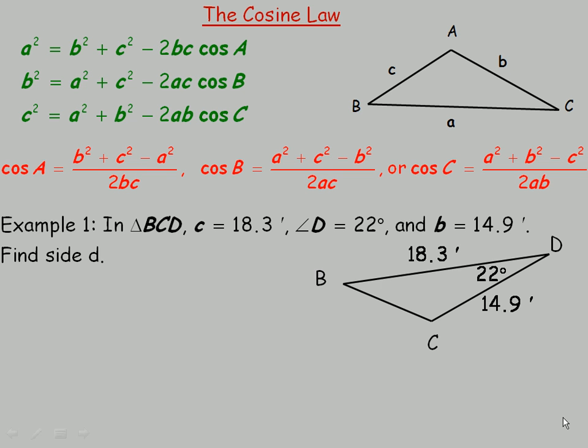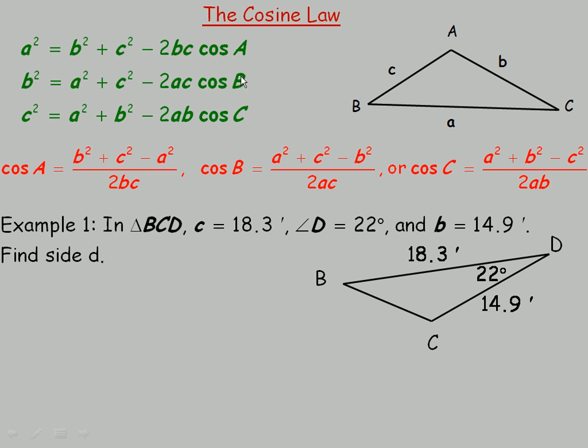This PowerPoint will demonstrate how to find sides and angles using the cosine law. In the top right-hand corner of the page, you'll see a triangle, and this could be literally any triangle. It could even be a right triangle, a triangle with all acute angles, or even an obtuse triangle. And as I said, the cosine law can be used to find angles or sides.